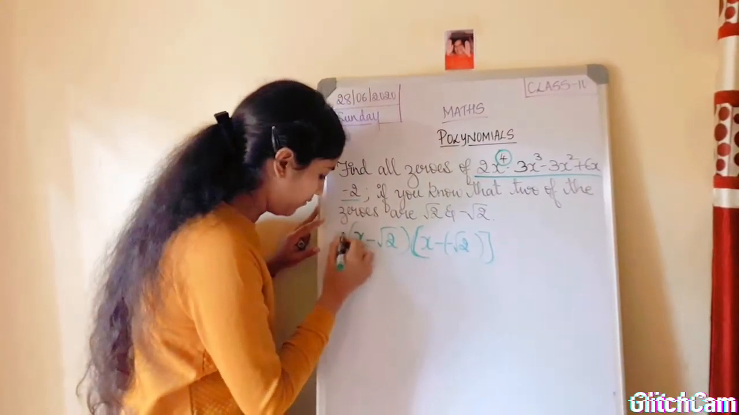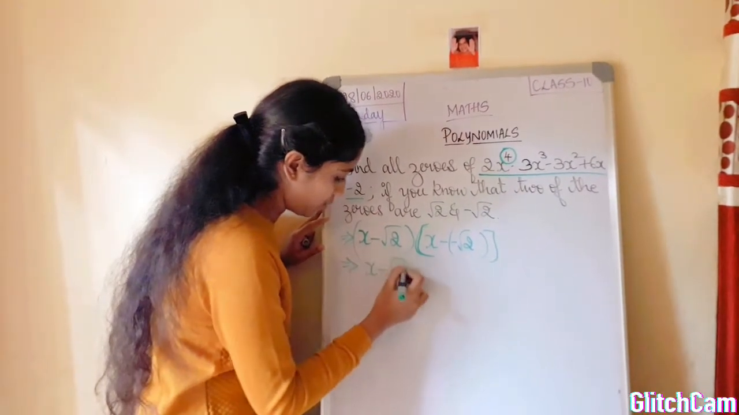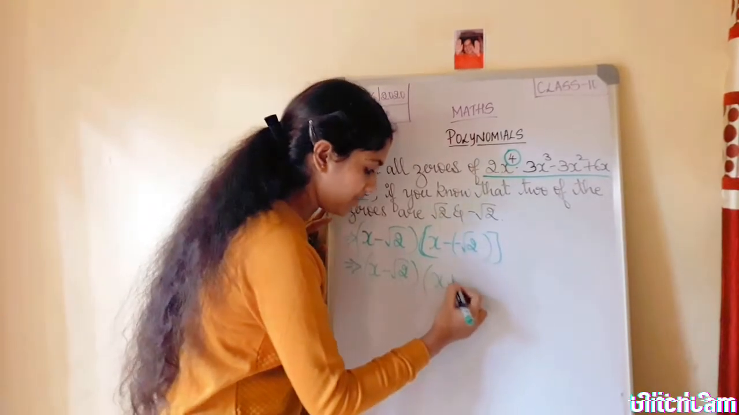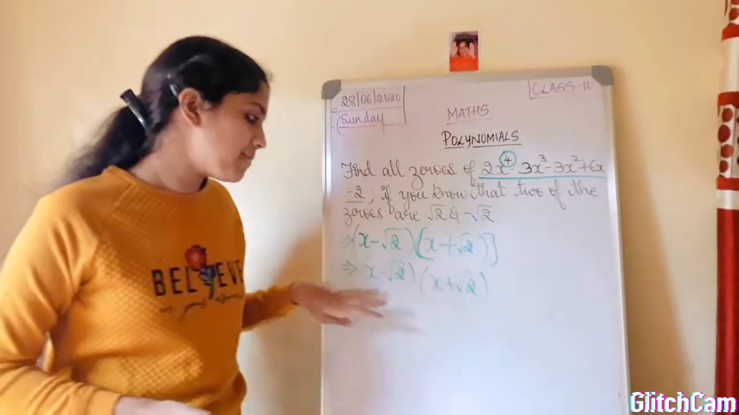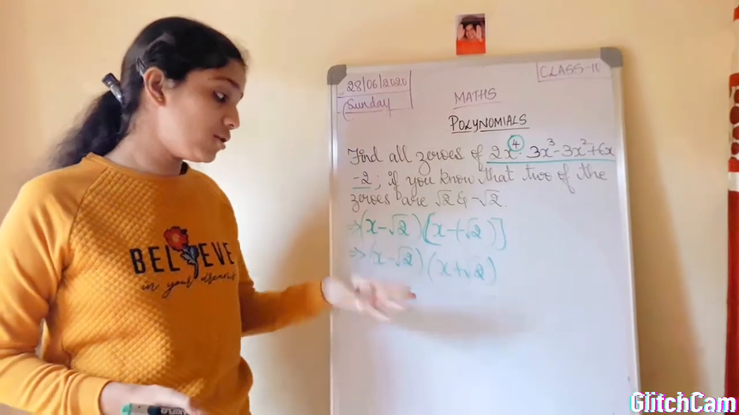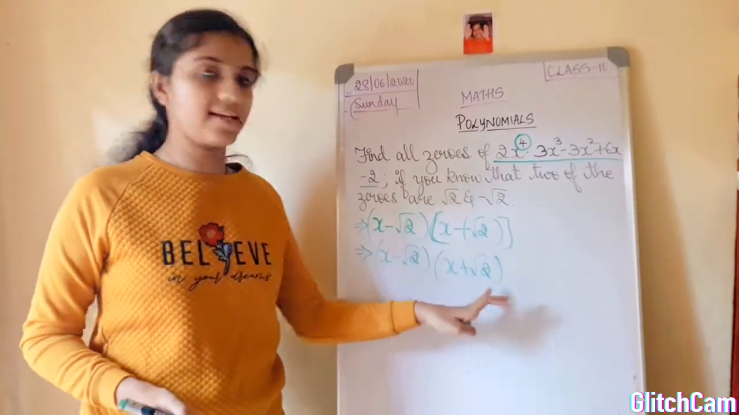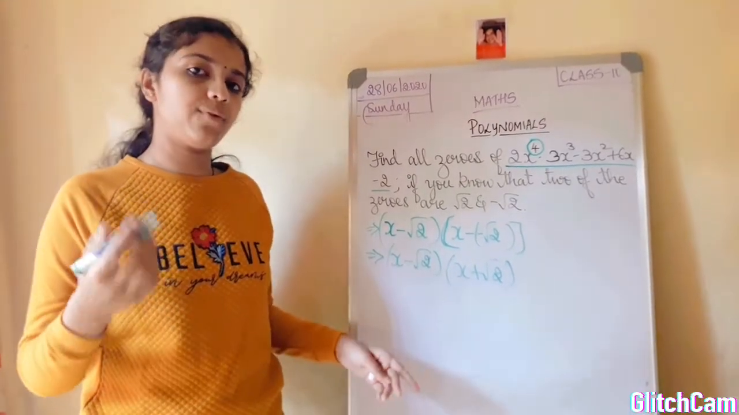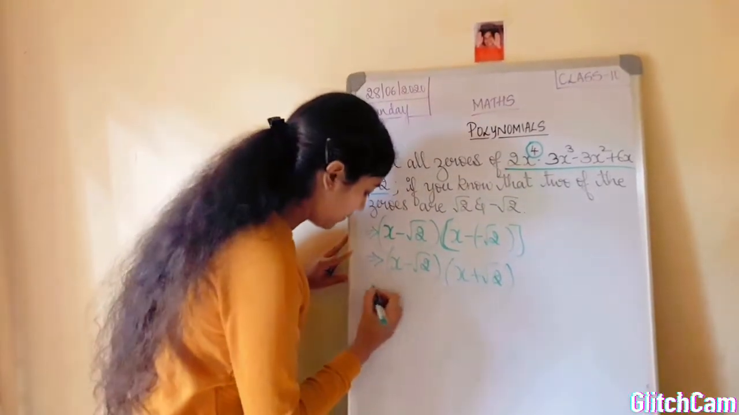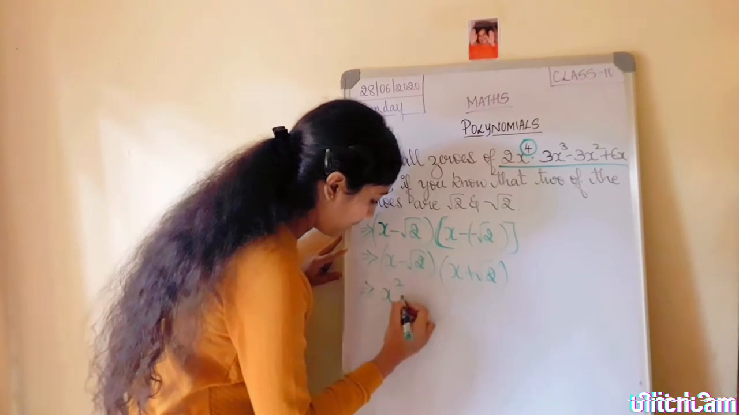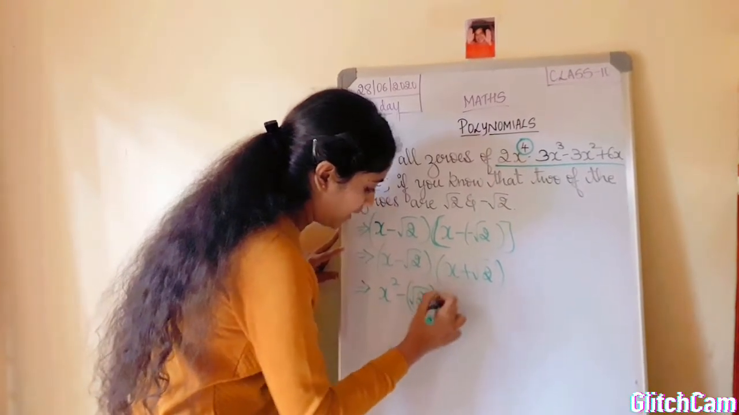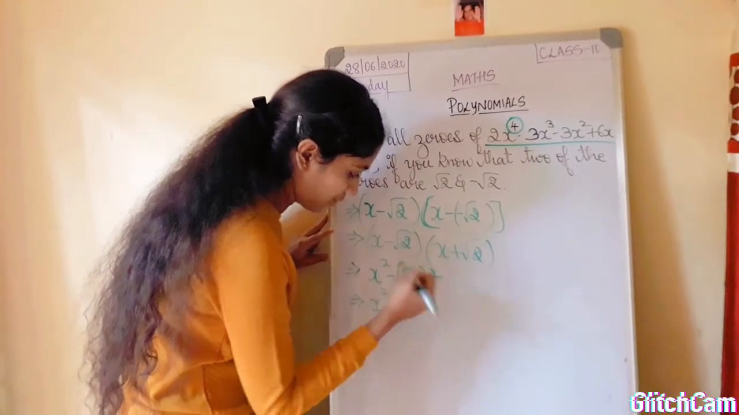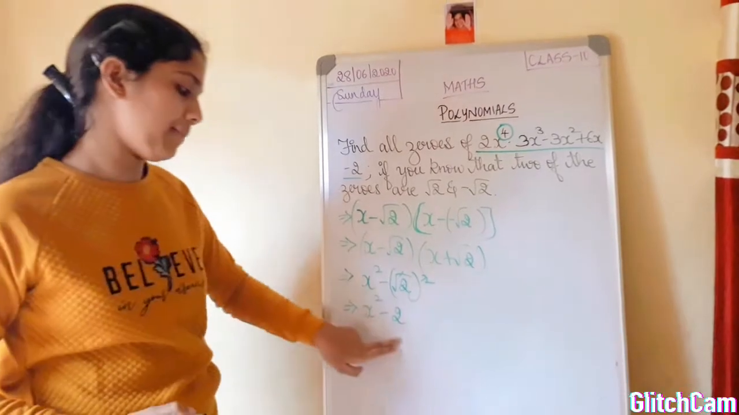And now, if you simplify this, x minus root 2, x minus into minus is plus, so x plus root 2. Now, observe this keenly. This looks like a minus b into a plus b. A minus b into a plus b, you have an identity, right? That is a square minus b square. Now, you get x square minus root 2 the whole square, which is nothing but x square minus 2, as the square and root get cancelled. Now you get x square minus 2.